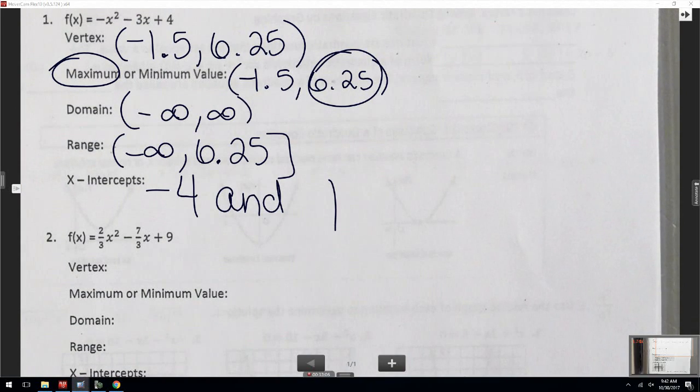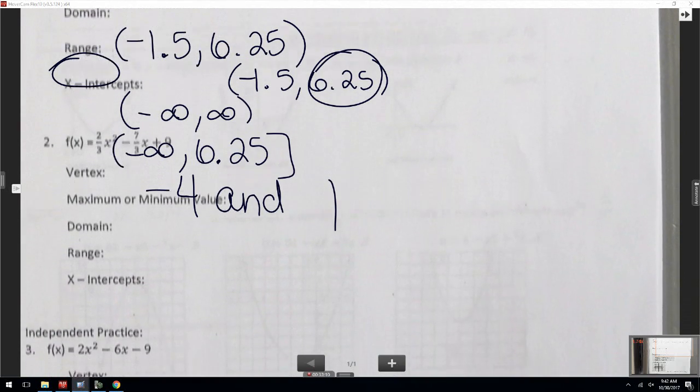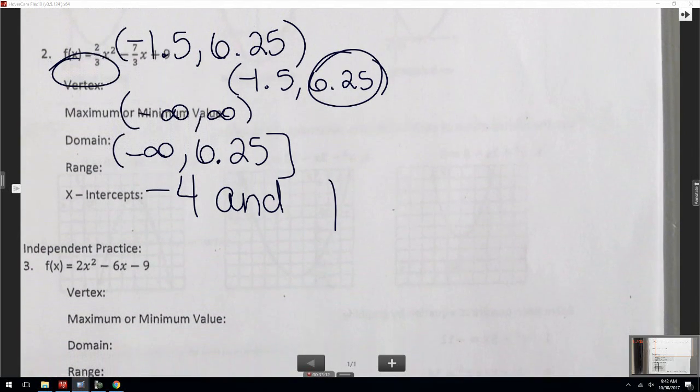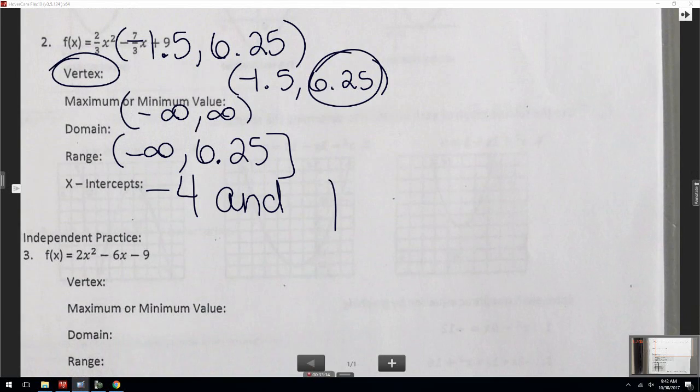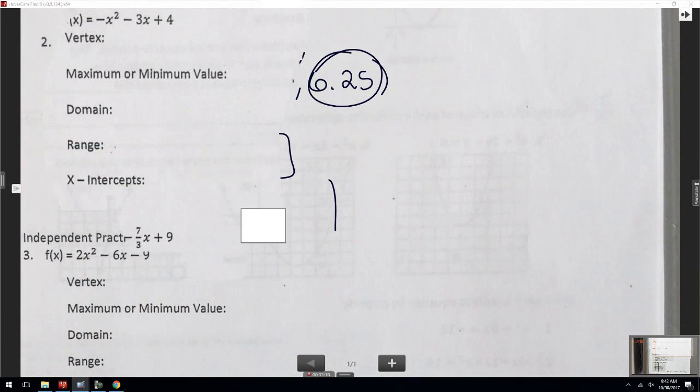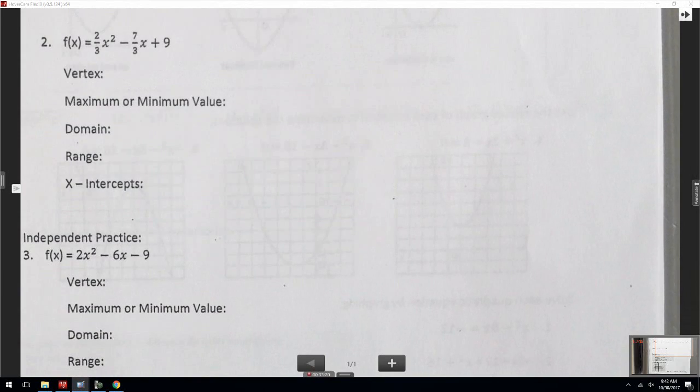Alright, let's go to number 2. Here we go. It's got fractions. It's okay. How do you type in fractions? Don't. Yes, you do. You hit the division bar. And we've done it 1,000 times. And then how else do you do it? What do you use?